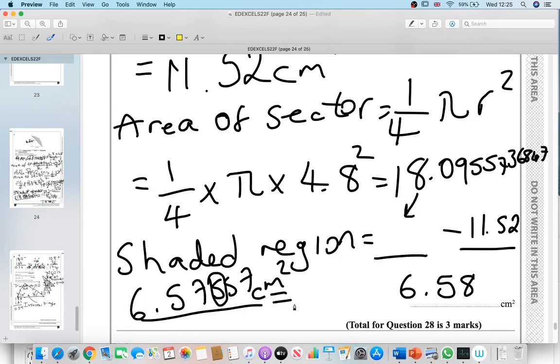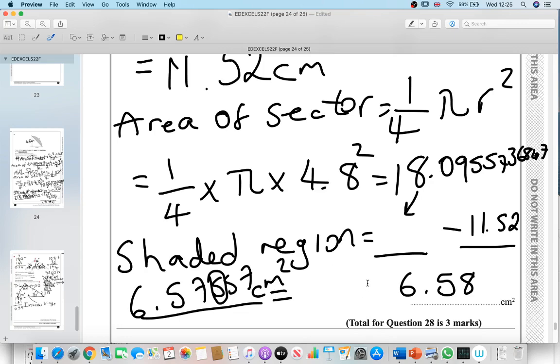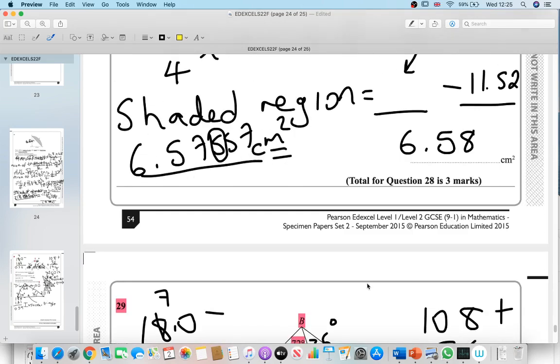which is equal to 6.58 centimeters squared to 3 significant figures, because it's the 4th digit that I'm looking at. So the 5 makes it round up, so 6.58, guys. So that is my answer for that. I hope that actually made sense, guys.